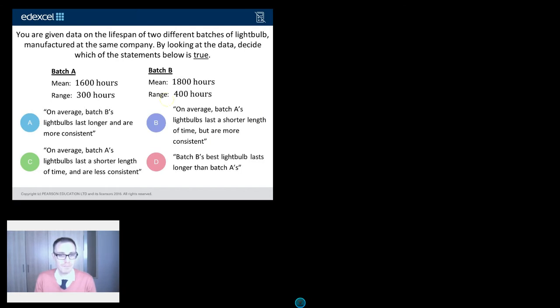So let's take a look at it. It's been kindly provided by Edexcel, by the way. So you were given data on the lifespan of two different batches of a light bulb. I bet you're very excited to receive that data. Manufactured by the same company. By looking at the data, decide which of the statements below is true.